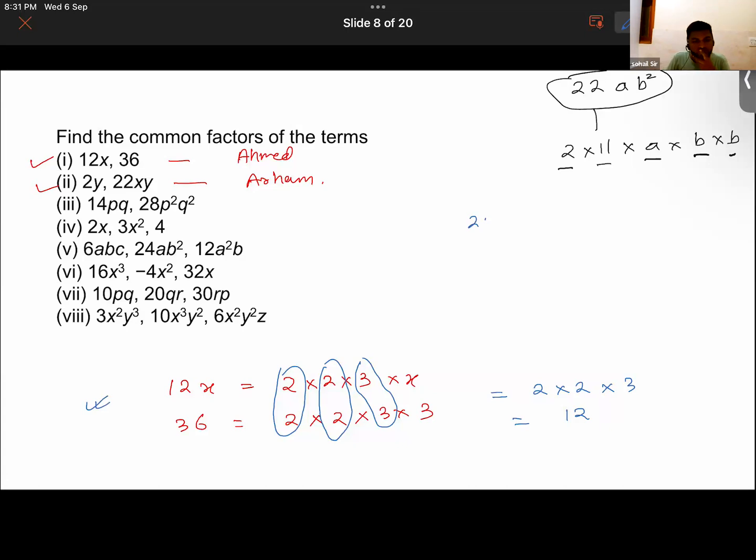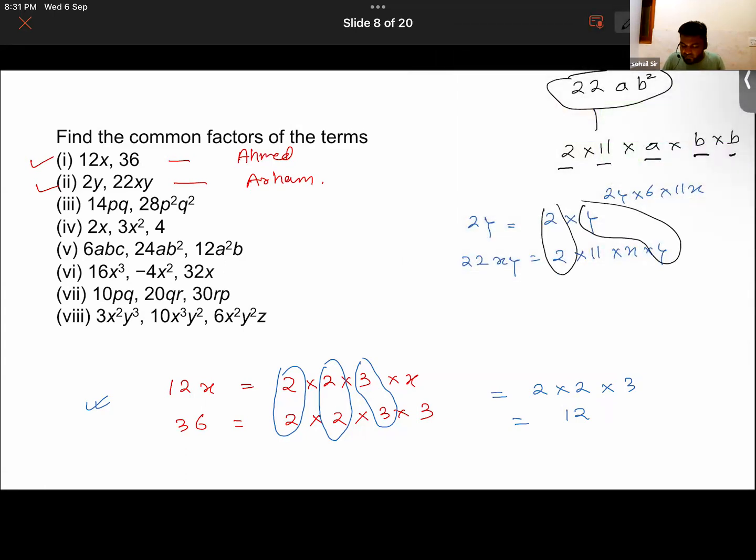It is 2y into 6 into 11x. Okay, let's check it. 2y and 22xy. The answer is not correct, because the factors of 2y are 2 into y. There's no 6. Why would you be taking the 12? It is 2 into 11 into x into y. The only common terms here are 2 and y. So 2y is the required answer. Get it?